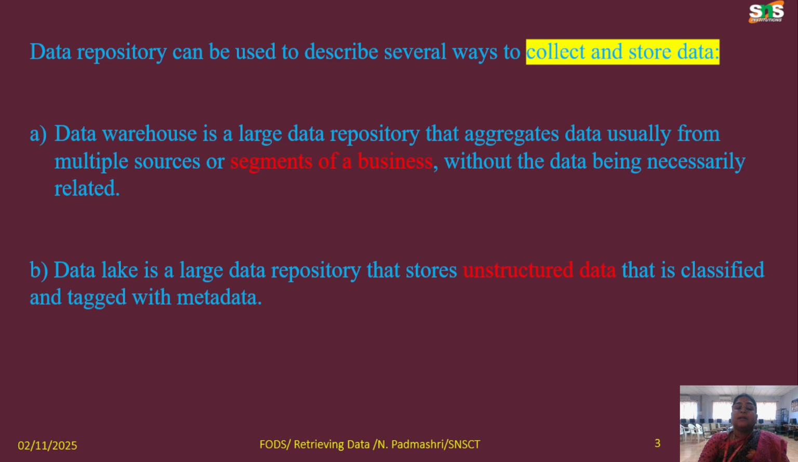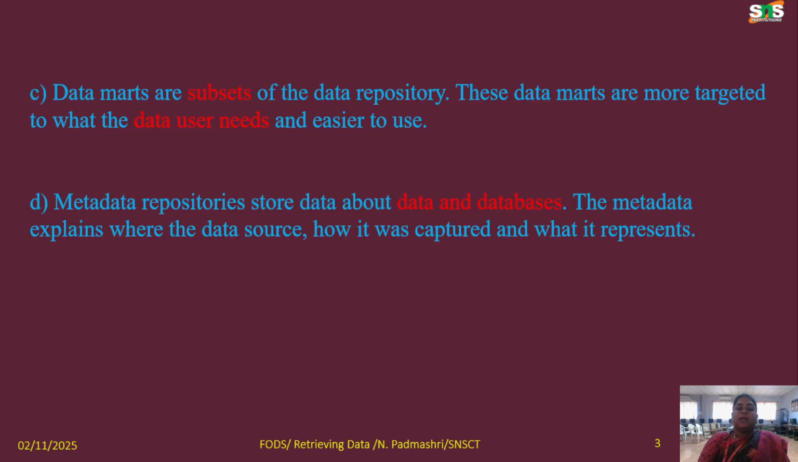A data warehouse is a large data repository that aggregates multiple sources of data, like segments of business. And a data lake is a large data repository that stores unstructured data. This is the difference between a data warehouse and a data lake. And data marts are a subset of the data repository, and this data is more targeted to what the user needs. That is a data mart.